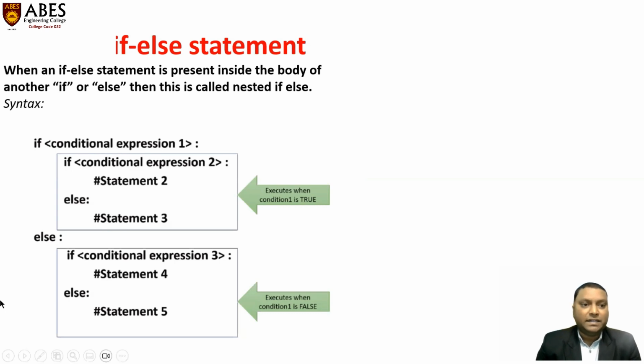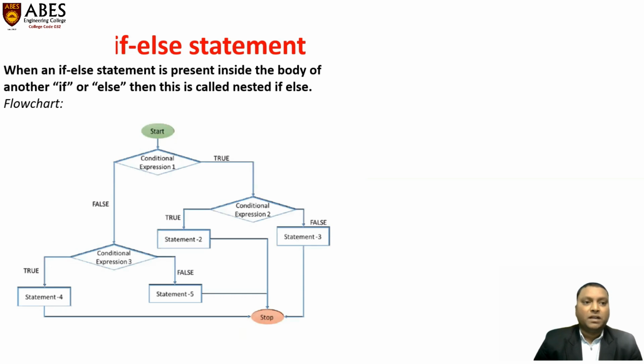As you can see in the syntax, if conditional expression 1 is true, then we will move into the body of the if statement, and in the body of the if statement we have another if statement and else statement, simply as we have used earlier. This is called a nested if else statement. This is the flow chart of nested if else statement.